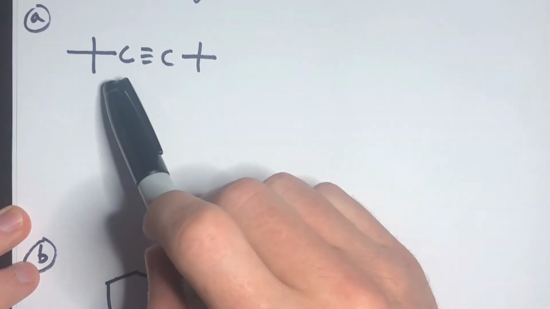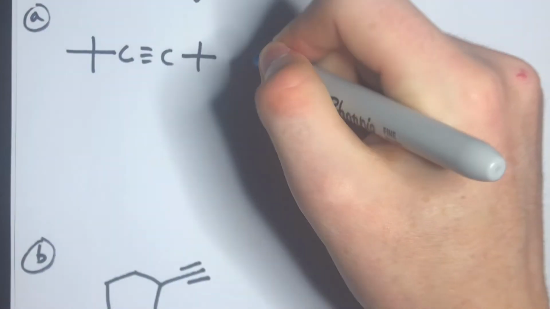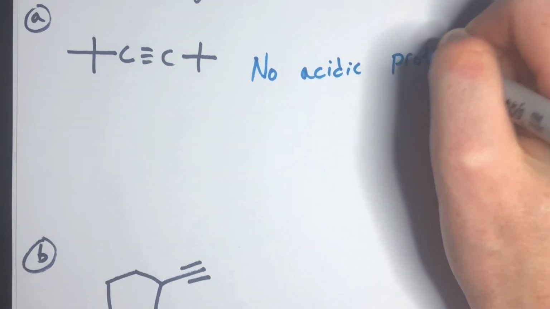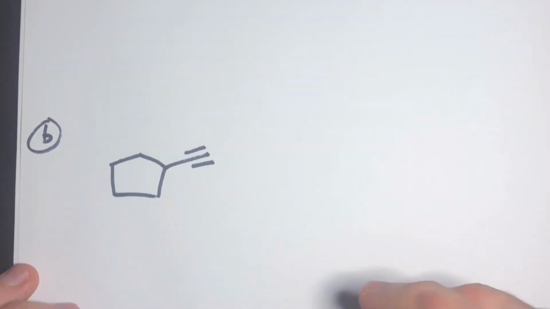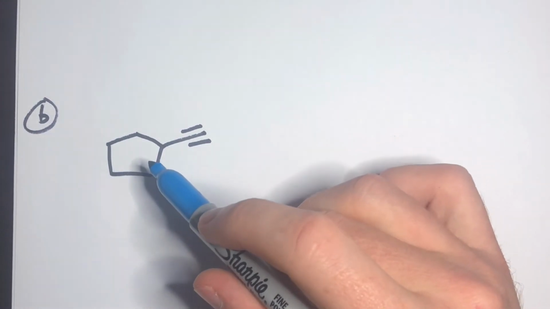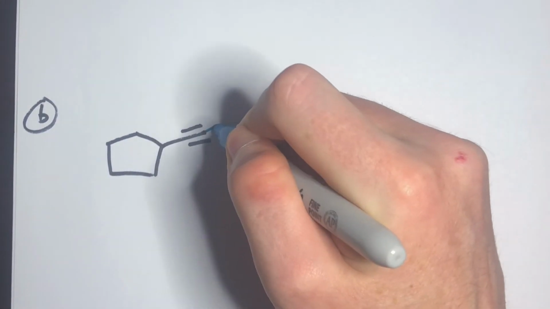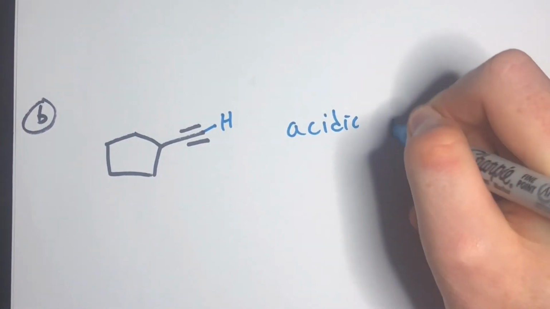So therefore, there's no hydrogen on either of these alkyne carbons because this is an internal alkyne, and because of that, there is no acidic proton. So for these alkynes, you're simply looking for a terminal alkyne proton. That will be your acid. If not, there is no acidic proton. Here we have a cyclopentane ring bound to a carbon-carbon triple bond where there is a terminal alkyne proton here, so this will function as our acidic proton.